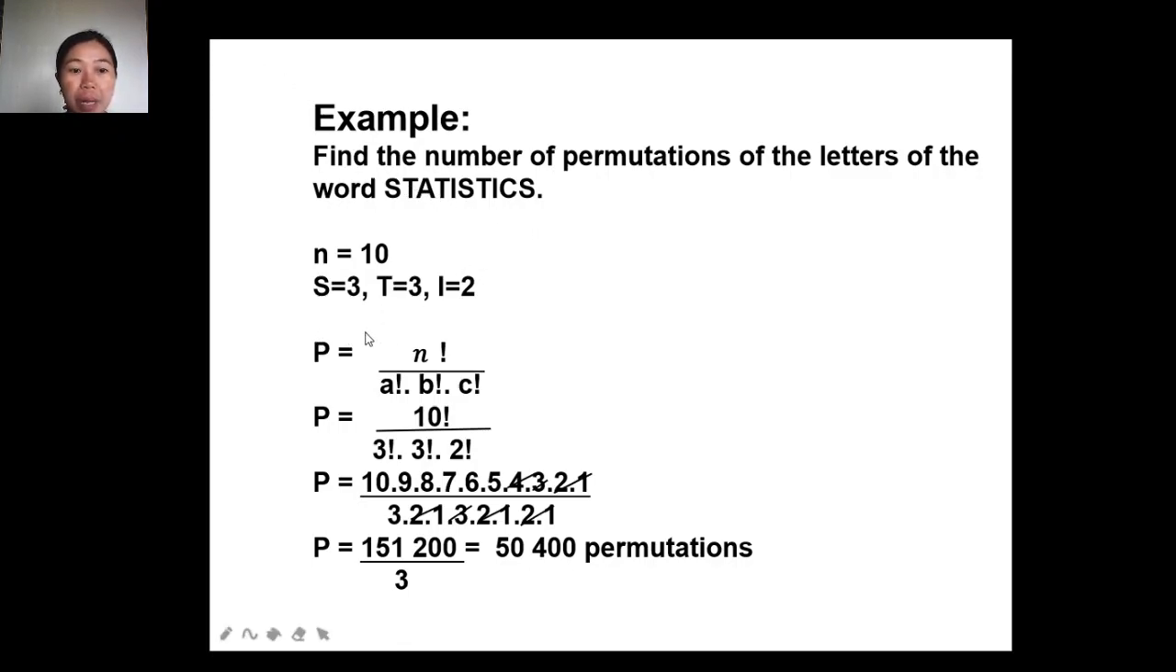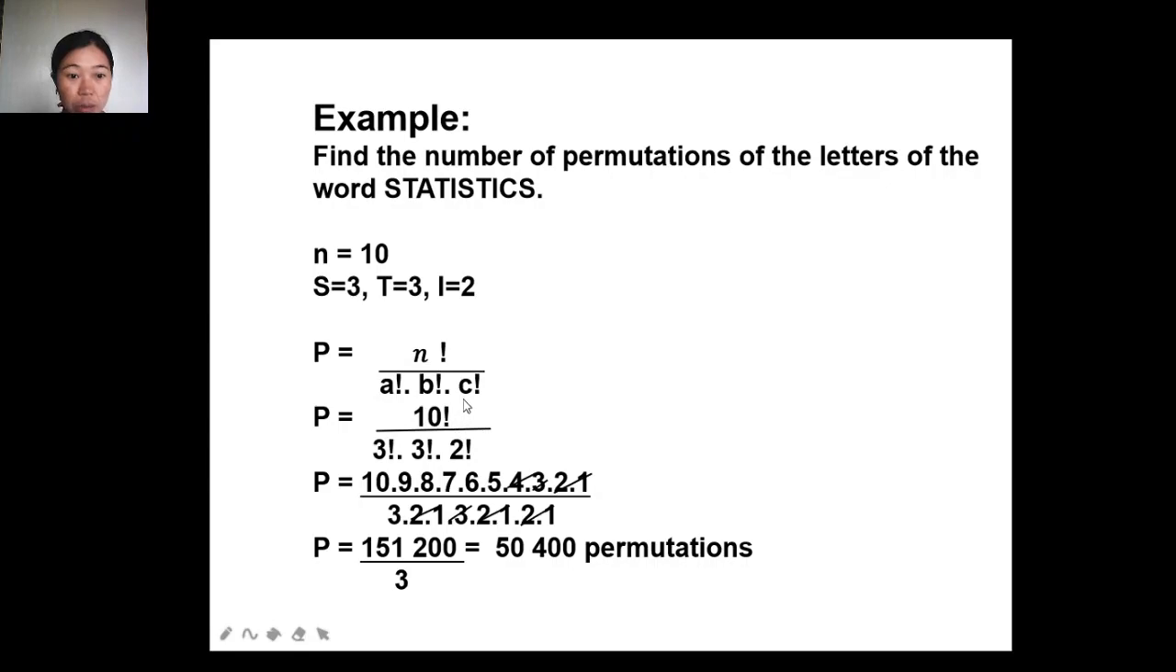If you're going to apply the formula, we have P is equal to N factorial all over A factorial times B factorial times C factorial, and so on up to 3. The denominator uses factorial notation because we have 3 objects that are alike. Substitution: the value of N is 10. Always remember that N is the given object. The word statistics has 10 letters, therefore N is 10.